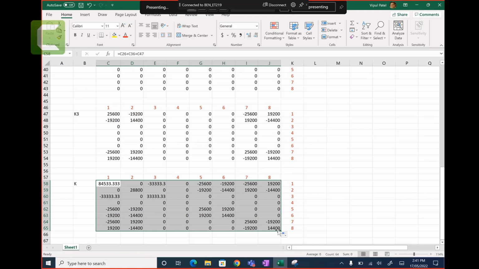Raise your hand if you are stuck somewhere. There was one more example, but I think it's just repetition. But I will show you how to calculate the internal axial force once this Excel exercise is complete.